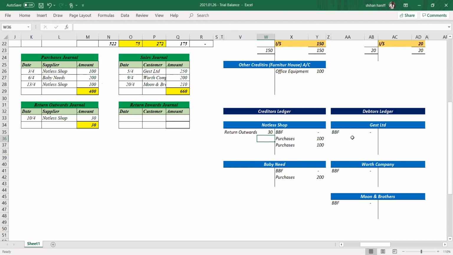The debtors also, let's record sales. Guest Limited 250. Work Company sales 200. Moon and Brothers sales 200. There is no return.